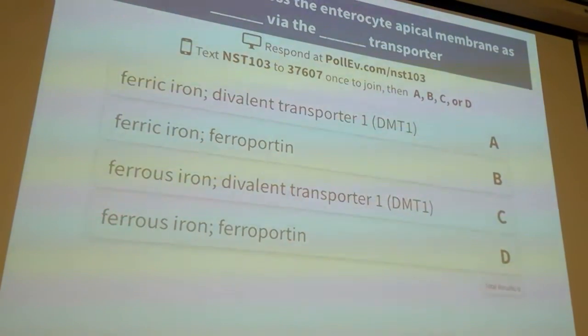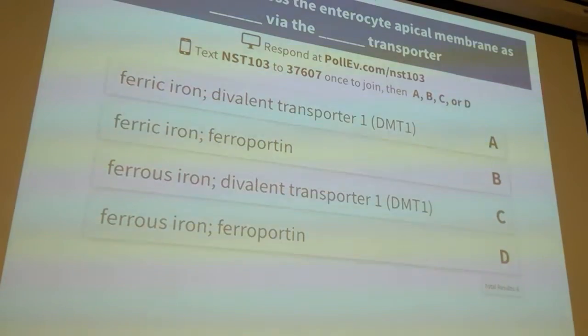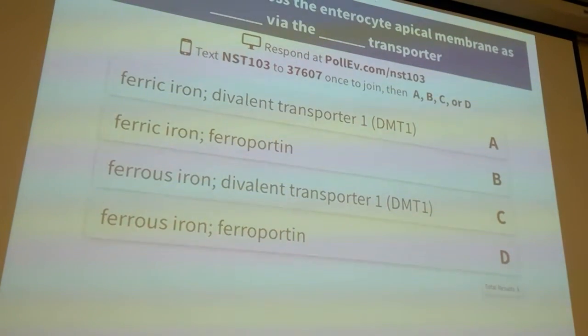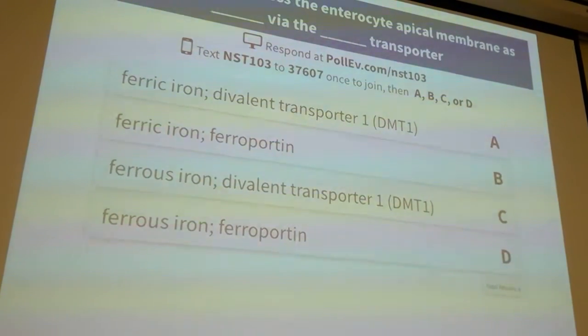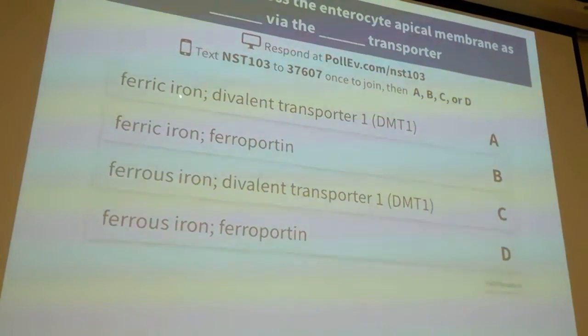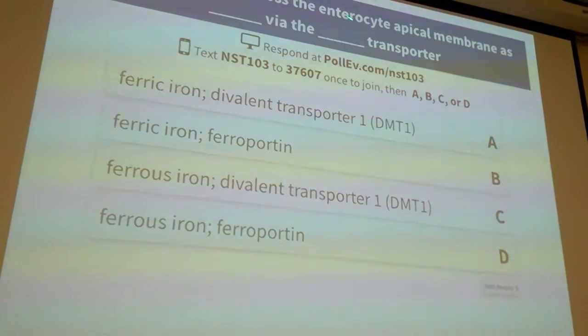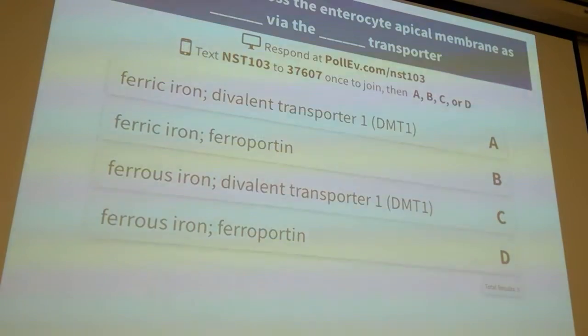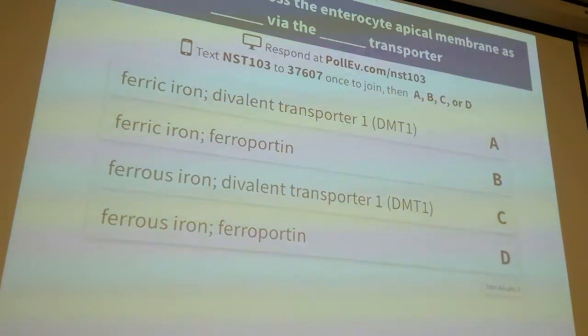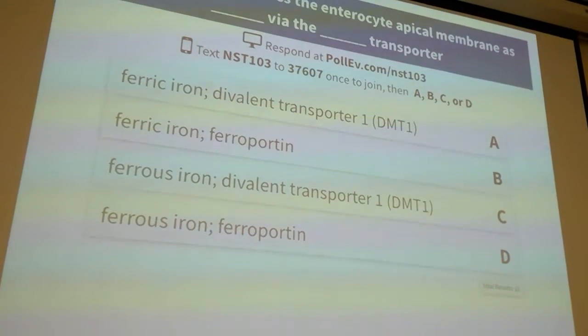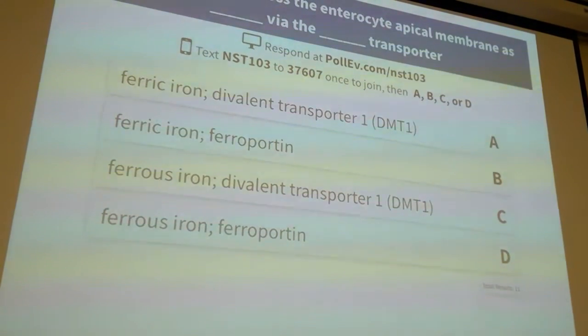So this question has to do with absorption. Iron is absorbed at the enterocyte apical membrane, so from the gut, in blank form, ferric or ferrous iron, via which transporter? The divalent metal transporter, DMT1, or ferroportin? I'll give you a second to log in and try this out.